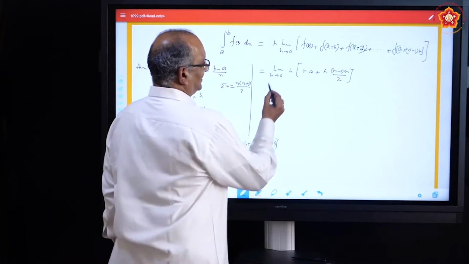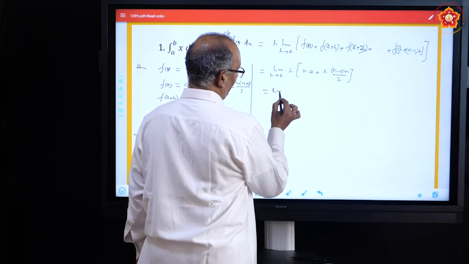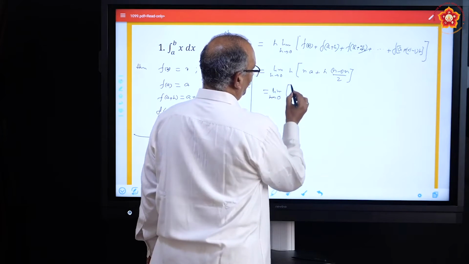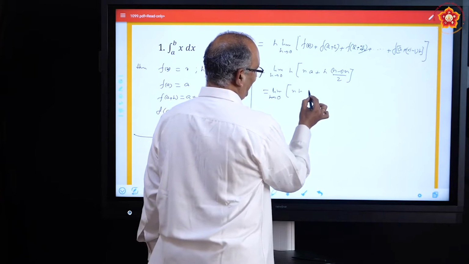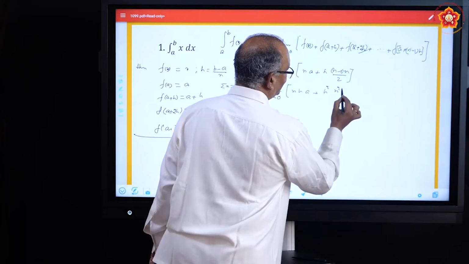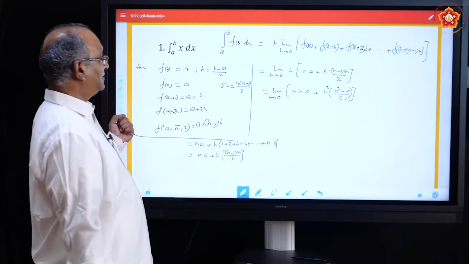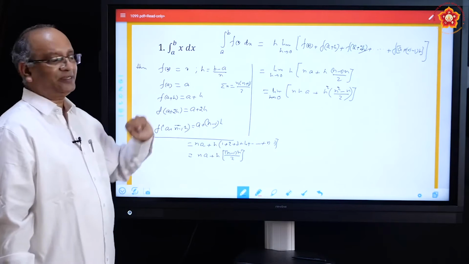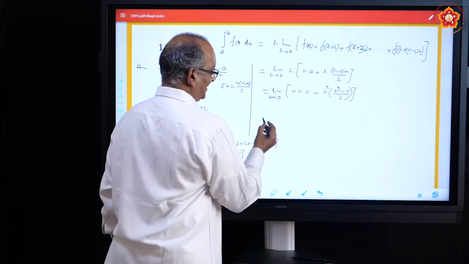How do you simplify? This h can come inside, or you can substitute the value of h also. Any way you can do. So nha plus this h will come here, h square, into n square minus n by 2. Go back to the original thing. What is this nh? If you multiply n into h, what do you get? b minus a. So this nh can be replaced by b minus a.